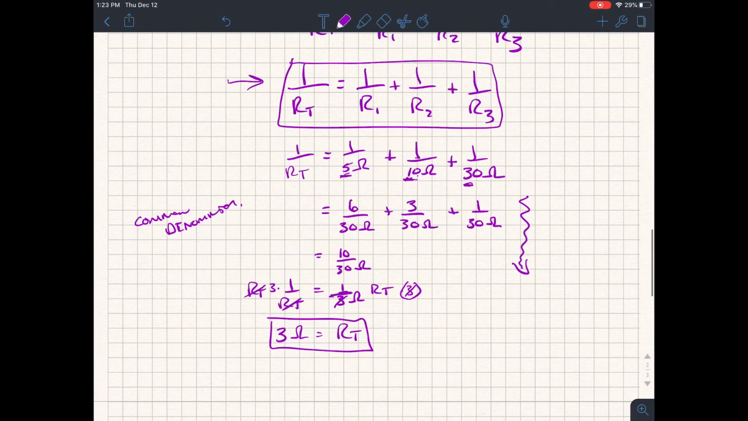And you've got to change one number into that other number, and you can do that just by multiplying the bottom and top by the same number. So we made 5 into 30 by multiplying it by 6, and because we multiplied the bottom by 6, we have to multiply the top by 6.